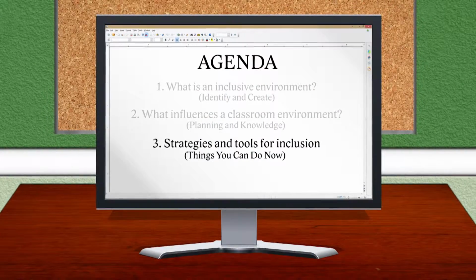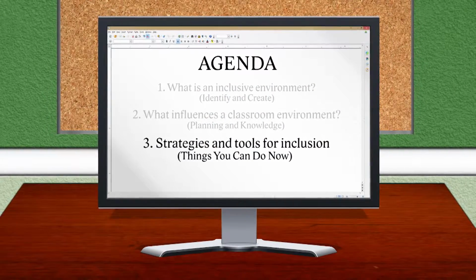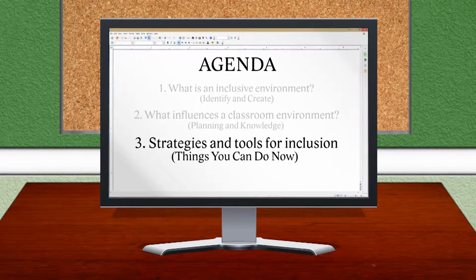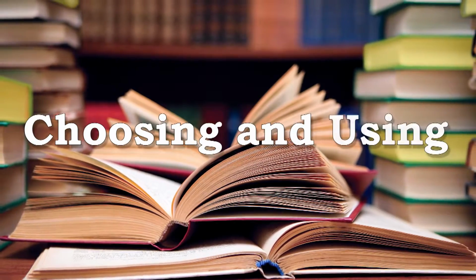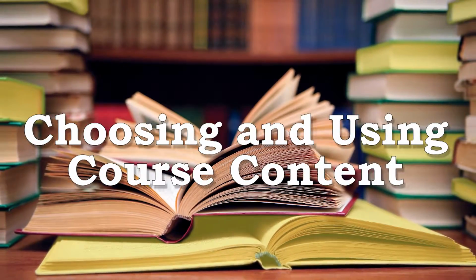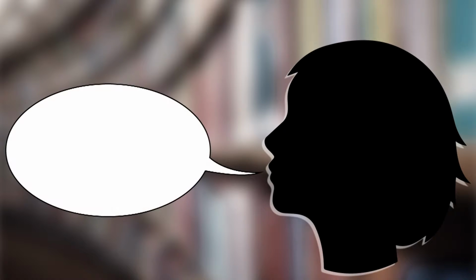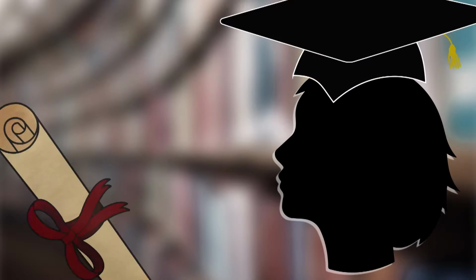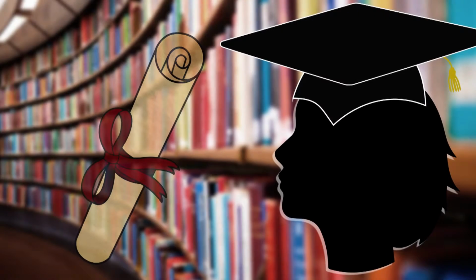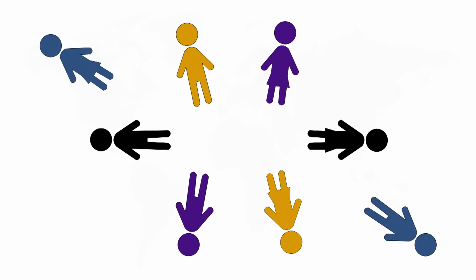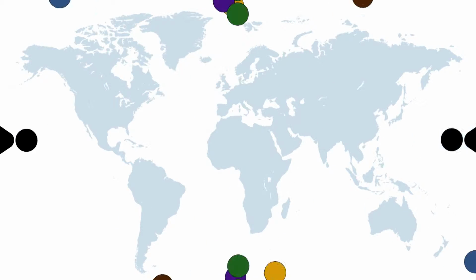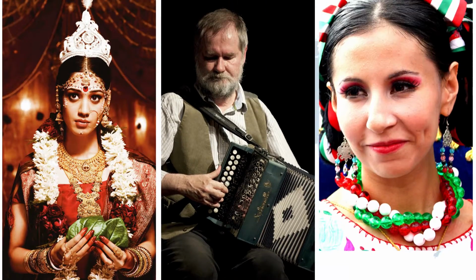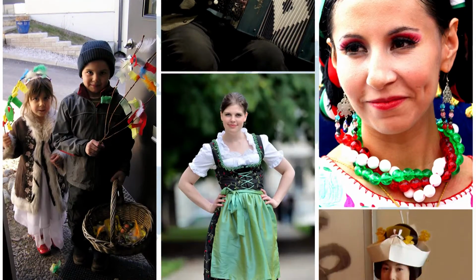Our last item on our agenda is strategies and tools for creating inclusion. First, we're going to look at course content. Choosing and using course content. Question 1. Whose voices, perspectives, and scholarship are being represented in the materials used in your course? Think about including multiple perspectives on each topic of the course rather than focusing on a singular perspective. Also, include materials created by people of different backgrounds and perspectives.